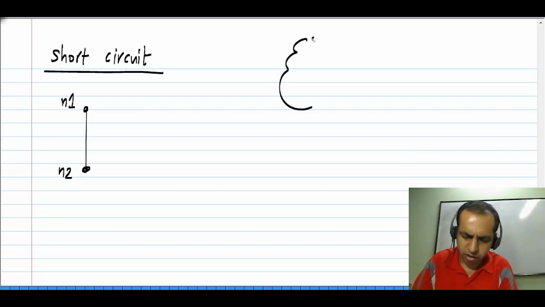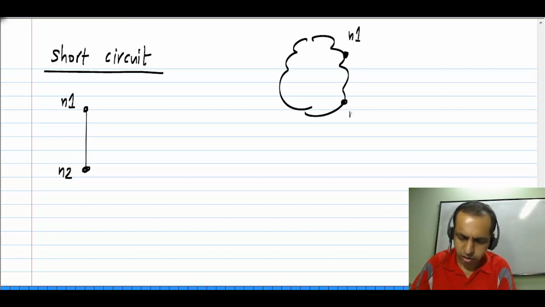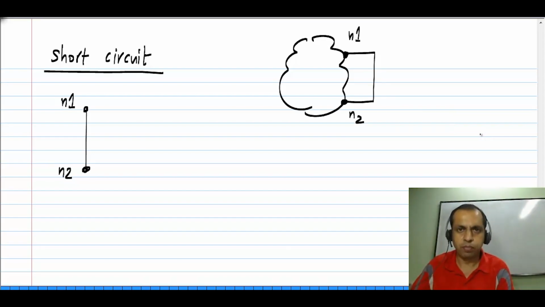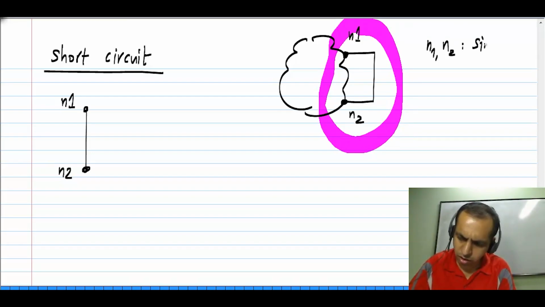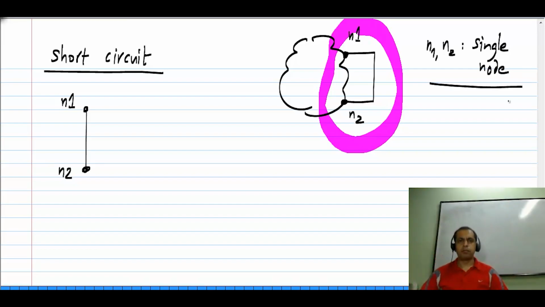So let's say I have a node N1 here and a node N2 here, and I say that there is a short circuit between them. We know that a short circuit is nothing but an ideal wire connecting these two. So there are many ways to deal with this. Firstly, one thing we can do is not treat these as two separate nodes, but treat them as a single node. Now that's always possible.